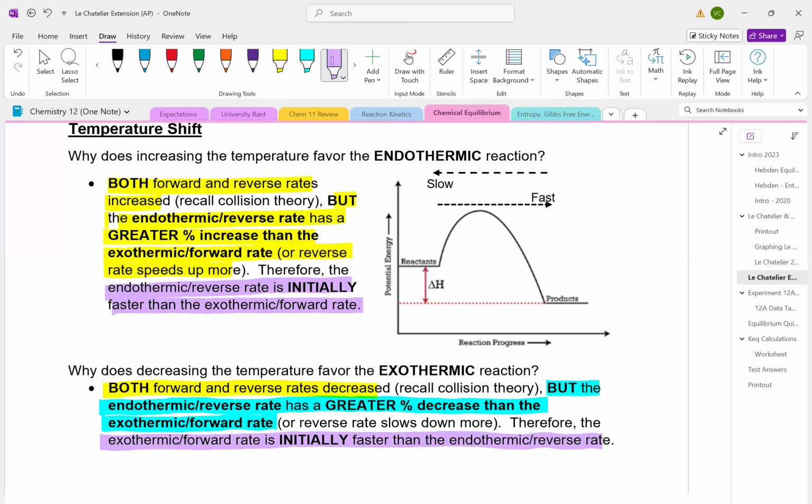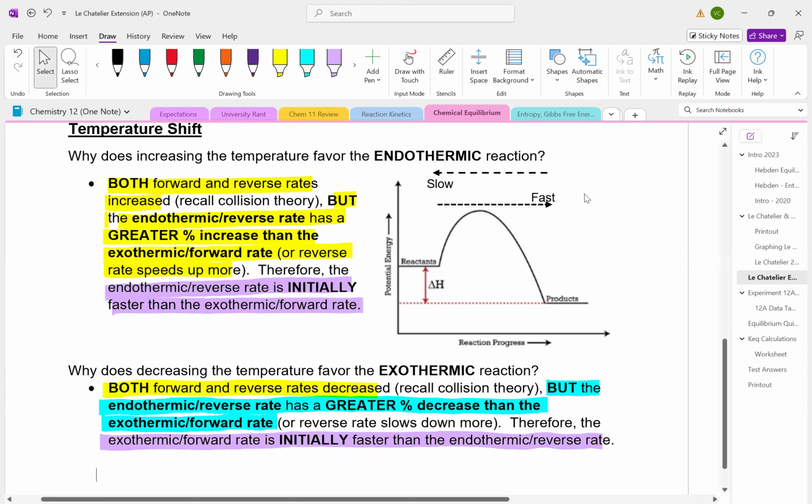reverse rate. So when we take a look at this, if we decrease the temperature, both the forward and the reverse rates go down. But what happens initially is that the reverse rate, or the slower reaction, in this case the endothermic, slows down a lot more than the forward or the exothermic reaction. And so therefore, initially the forward or exothermic reaction is faster. So that's why when you decrease the temperature, the exothermic reaction, or in this case, the forward rate, is faster.